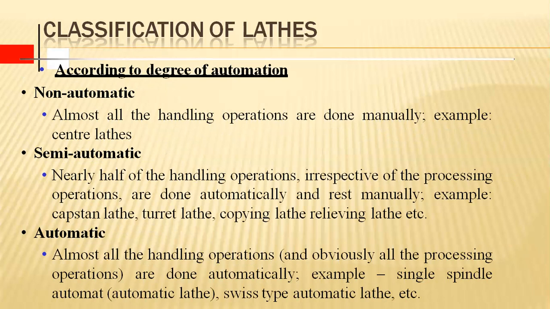According to the degree of automation: non-automatic, semi-automatic, and automatic. Non-automatic, in the sense, we can simply call it a conventional strategy of working, as manual power is used much more. It has only the mechanical way of working. Semi-automatic is a combination of both mechanical and power utilization.